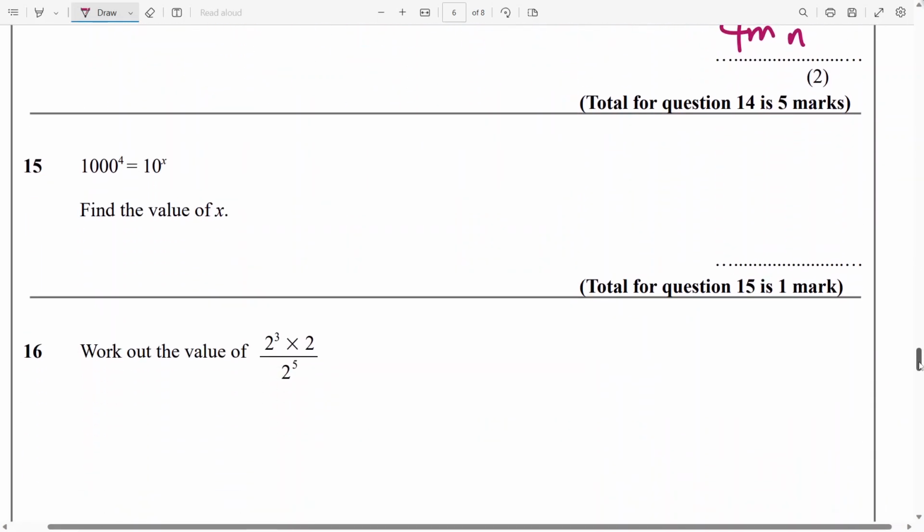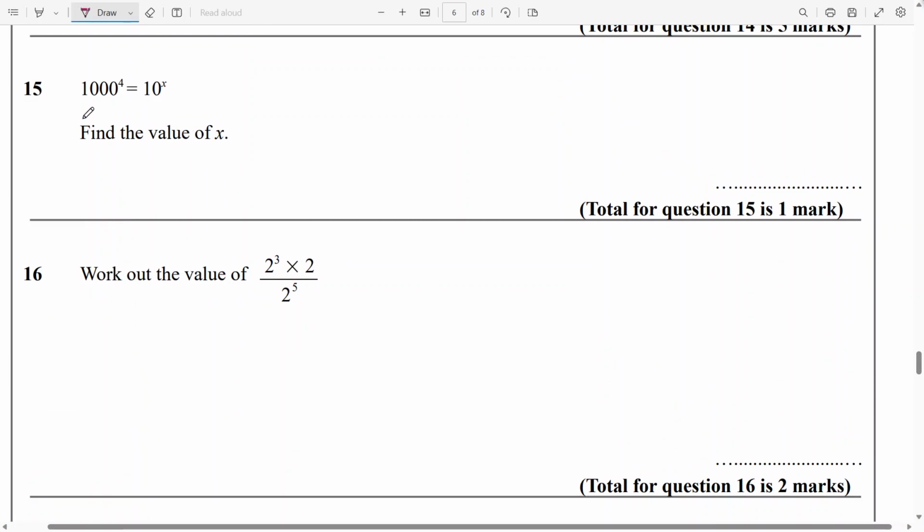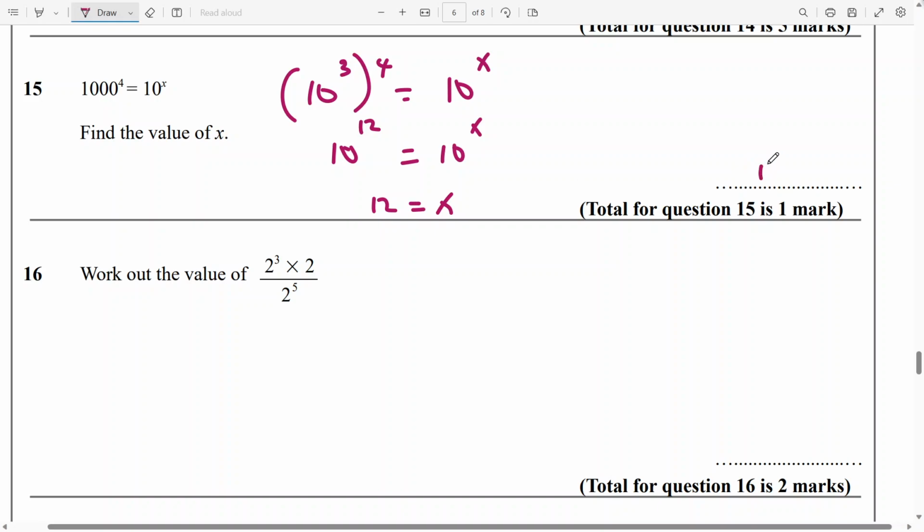And next question, number 15. Now we need to find the value of x. Now this 1000 can be written as a power of 10, and that's going to be 10 to the power of 3. Let me write the 3 really clearly. 10 to the power of 3 raised to the power of 4, and 10 to the power of x. Now this is going to be 10 to the power of 12 is equal to 10 to the power of x. Obviously, you can see the bases are the same, so you take the powers. So we see that x is going to be equal to 12.